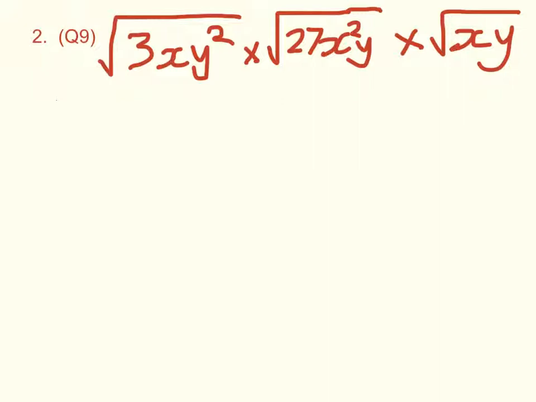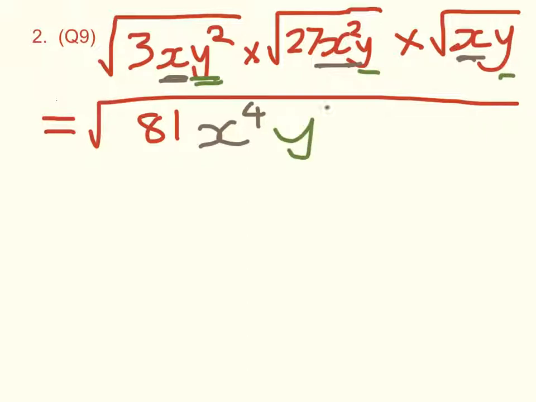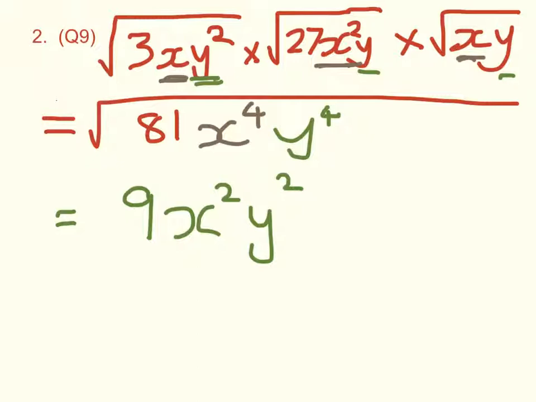Okay, I popped in an algebra one. Right, all we need to do is do one big surd sign and multiply everything together. So 3 times 27 is 81, and I've got an x here, an x squared here, and an x here, so that's x to the power of 4, and I've got y squared, y, and y, so that's y to the power of 4. So that simplifies to 9x squared y squared. Next question coming up.